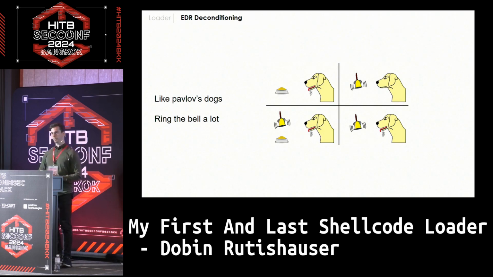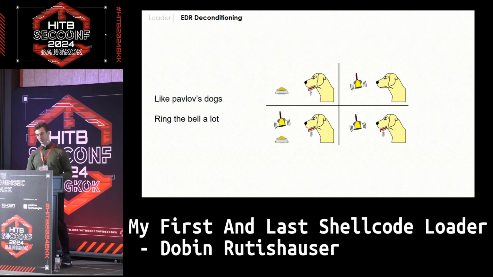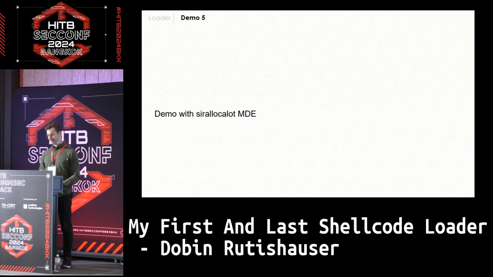So I think everyone knows Pavlov's dogs. If you have a dog breed which drools when they see food, and you ring a bell every time the dog eats, then the dog associates the bell with the food, so you can just ring the bell and the dog will drool, even without seeing food. And so in my loader, I just ring the bell a lot. After 100,000 times, the dog gets bored and doesn't react anymore.